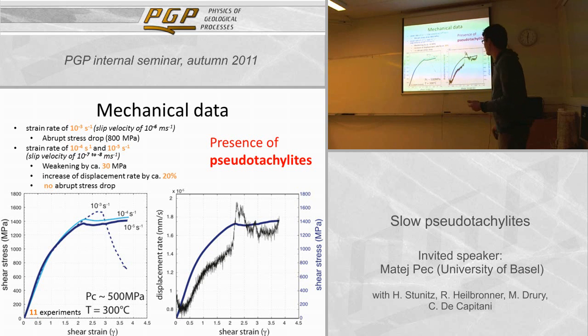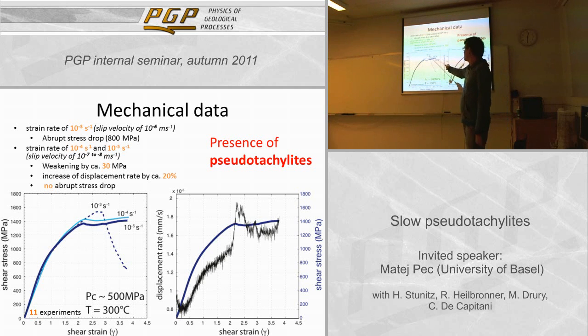Now I will focus further in this talk only on the 300 degrees C experiments, where we have so far the best evidence for the pseudotachylites. I don't want to say that there are no pseudotachylites in the other experiments, because it takes a lot of looking and searching to find them, but I can for sure say that at 300 degrees C and 500 MPa we observe pseudotachylites in all these three bulk strain rates, and only at 10 to the minus 3 do we observe a fracture. So at 10 to the minus 4 there is no abrupt stress drop.